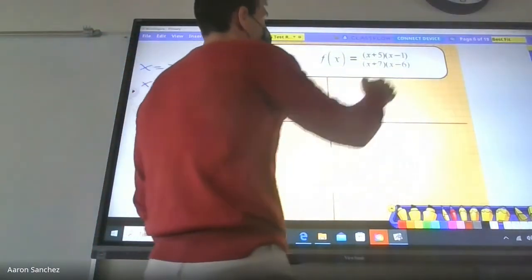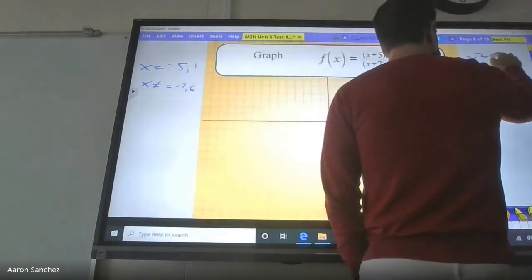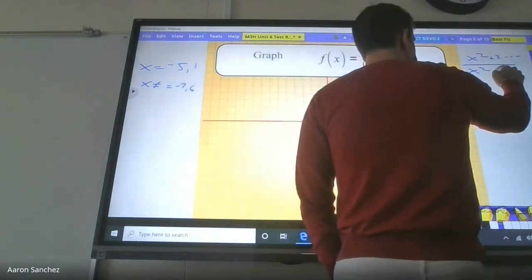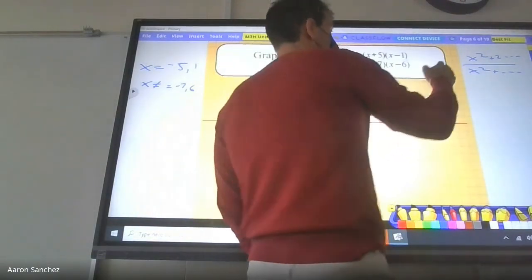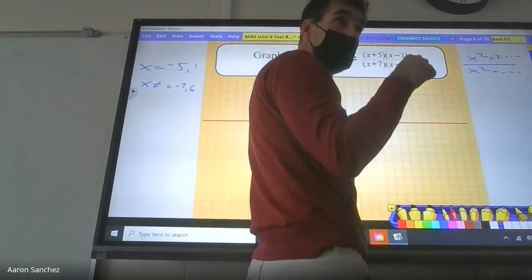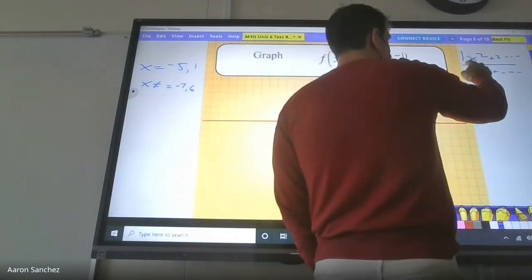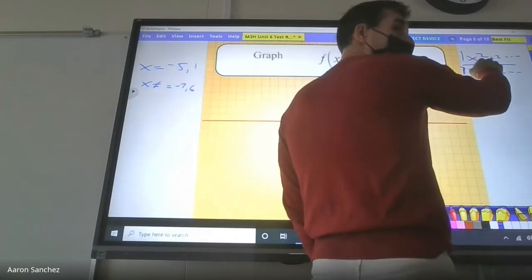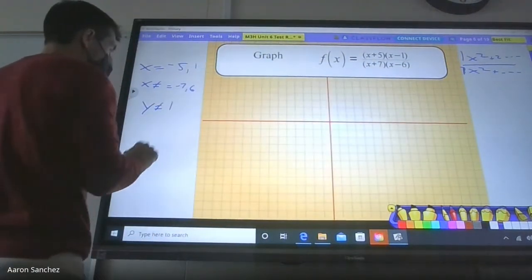Okay. If I multiply these out, it would be x squared plus something x plus something, right? You guys with me? So notice that the m and n are both x squared. So you take the coefficients and you divide them. 1 divided by 1 equals what? 1. So y cannot equal 1.